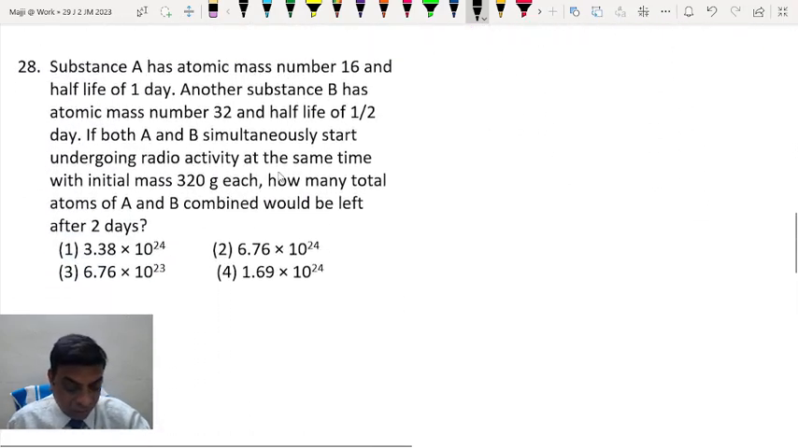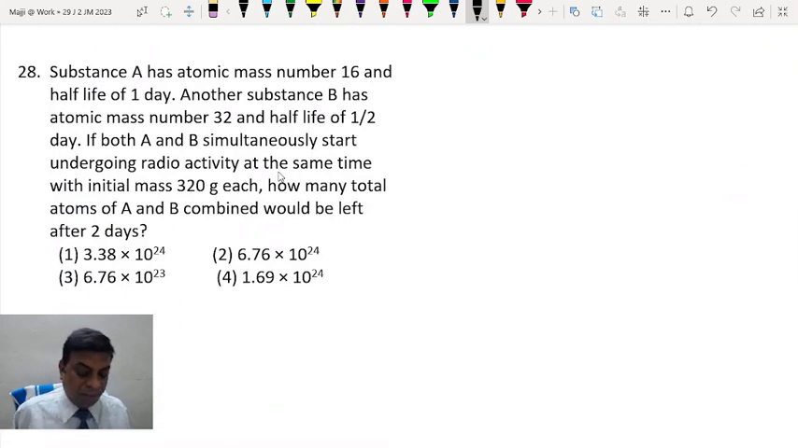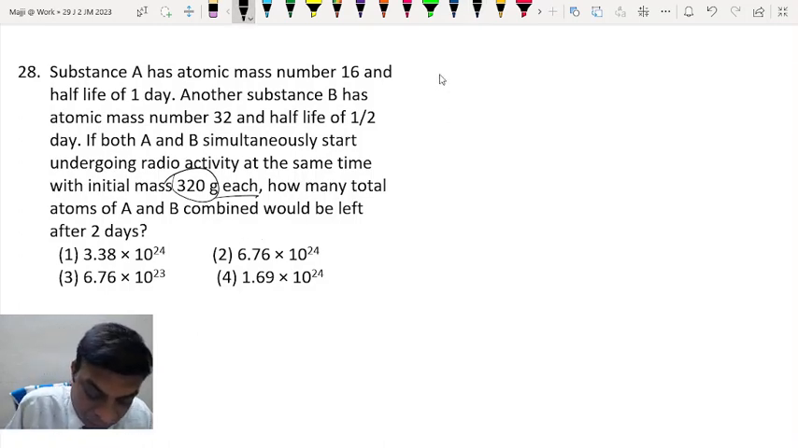Substance A has atomic mass number 16 and half-life of 1 day. Another substance B has atomic mass number 32 and half-life of half day. If both A and B simultaneously start undergoing radioactivity at the same time with the same initial mass for each, how many total atoms of A and B combined would be left after 2 days? So we have to find the total number of atoms for A and for B.